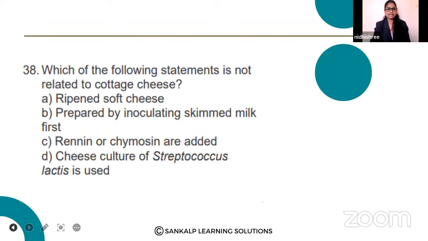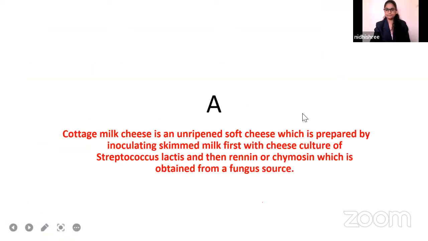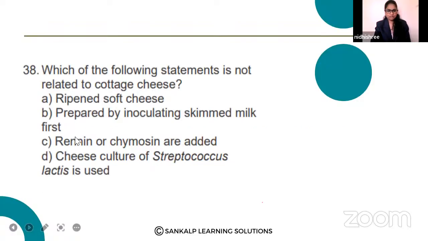Option A, that is ripened soft cheese, is the right answer. Cottage cheese is an unripened soft cheese, prepared by inoculating skimmed milk with cheese culture of Streptococcus lactis and then renin or chymosin, which is obtained from a fungus source. So all three are correct regarding cottage cheese, and option A is not related because cottage cheese is unripened. Option A is the right answer.